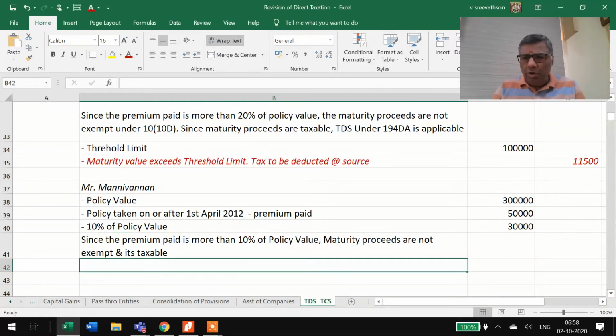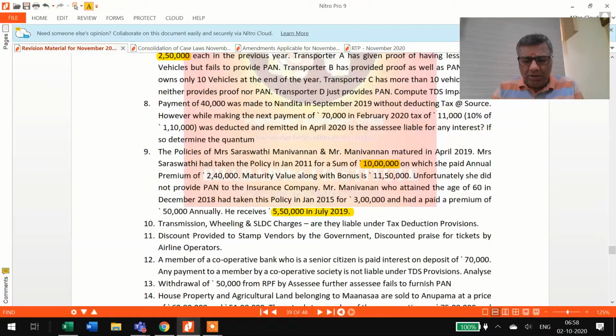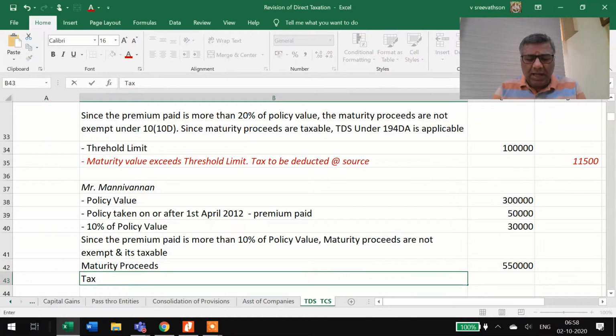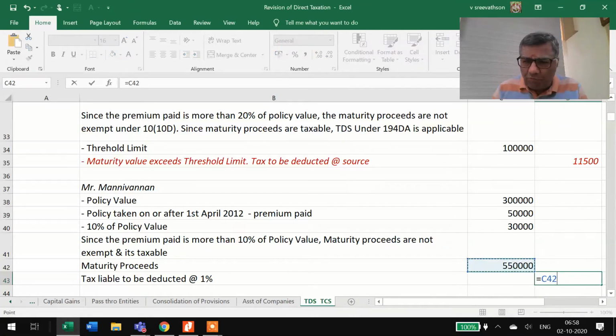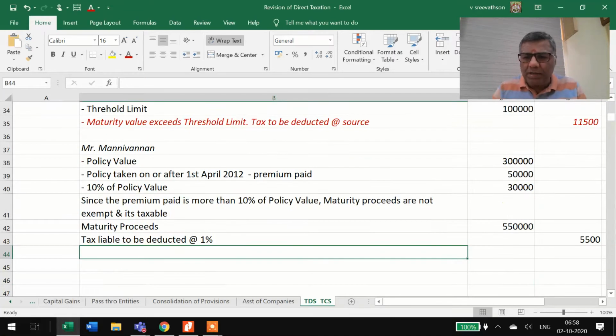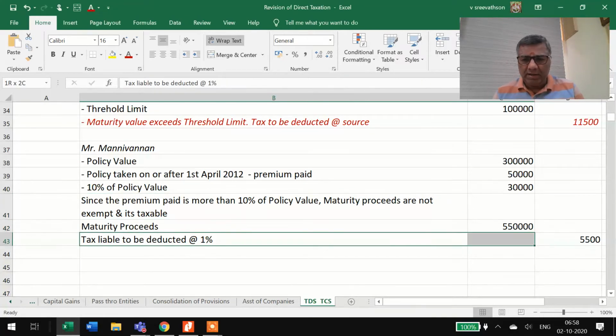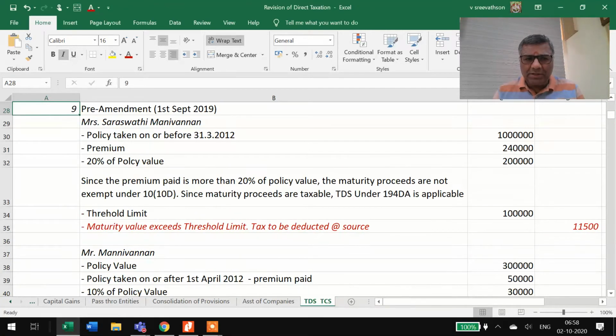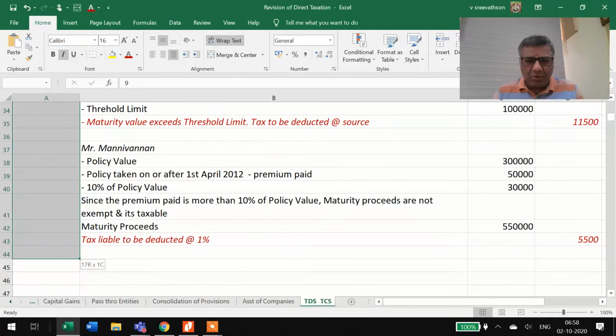Now how much are the maturity proceeds? Maturity proceeds come to 5,50,000. Tax liable to be deducted at 1%, because it has exceeded the threshold of 1 lakh, into 1%. So 5,500. Because there is an amendment, they might ask you both ways. So let's be clear.